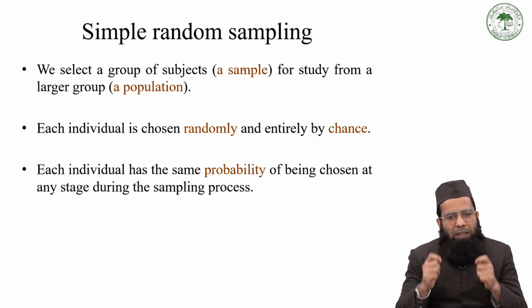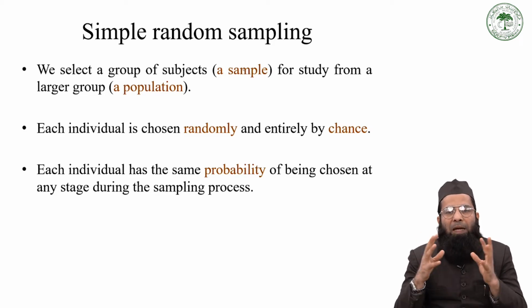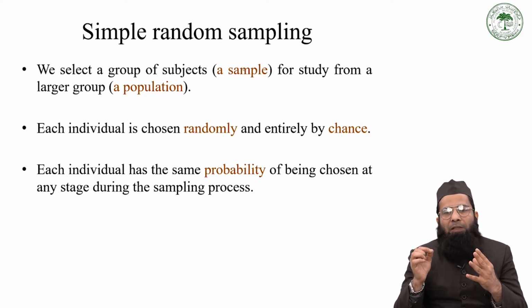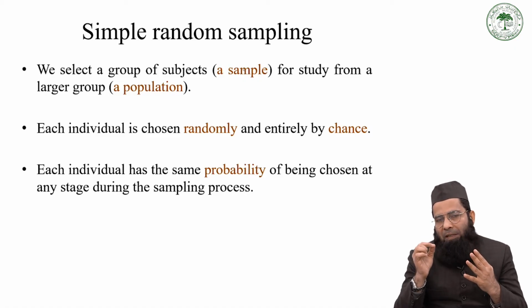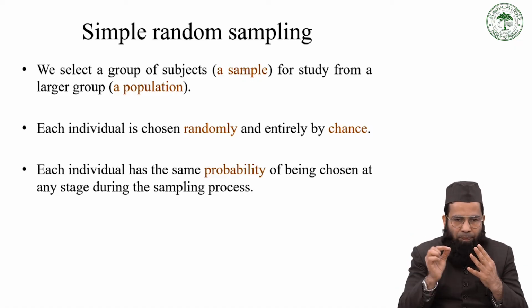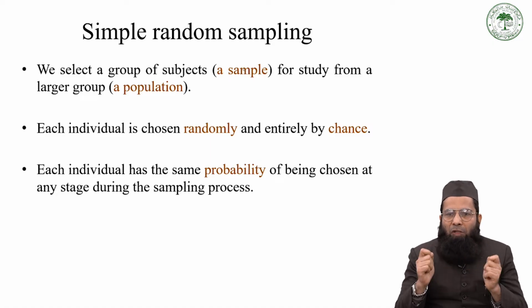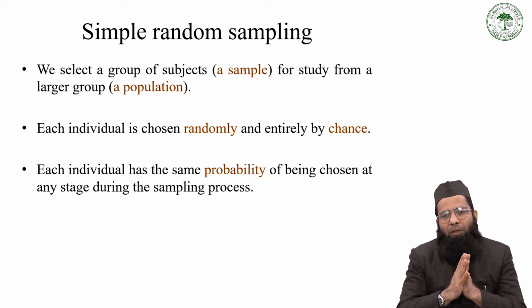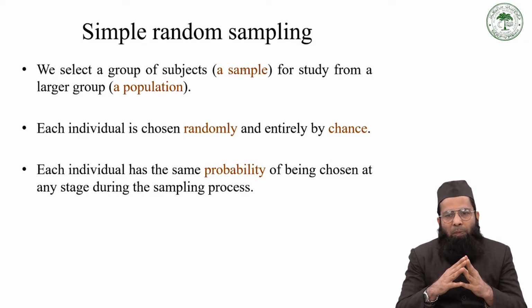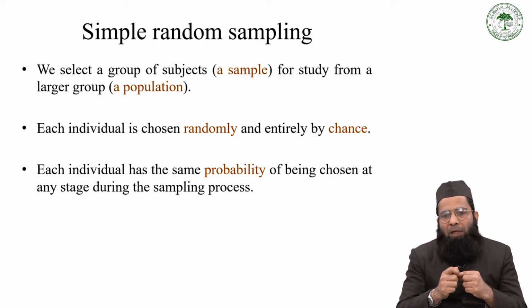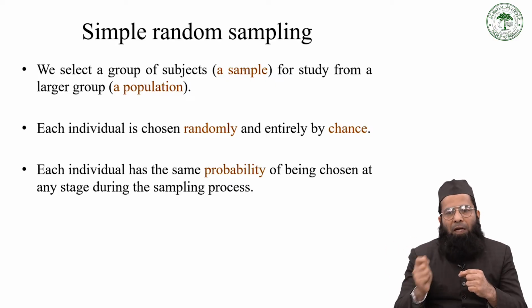Each individual is chosen randomly and entirely by chance. It is very important that the selection of an individual should be entirely by chance, right? So that we call it a good sample, such that each individual has the same probability of being chosen at any stage during the sampling process. So the probability of selecting an individual is the same for each and every individual.